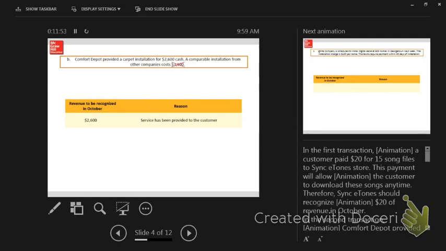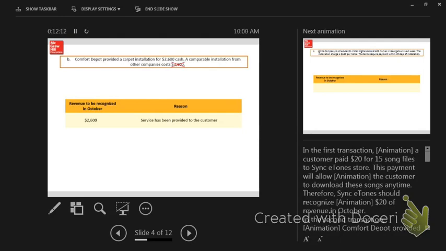Excuse me. Yeah. I thought the company just gives a service to put in the carpet, but does not receive cash yet. They got the cash for $2,600.